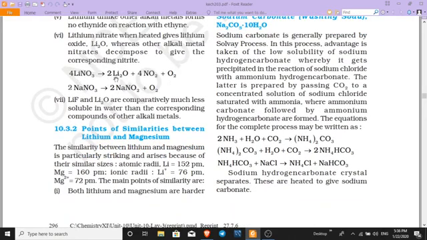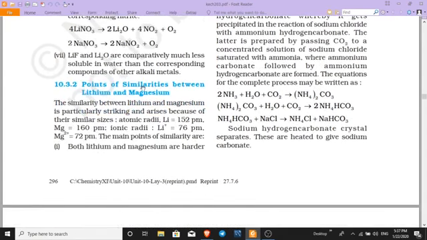4LiNO3 gives 2Li2O plus 4NO2 plus O2. 2NaNO3 gives 2NaNO2 plus O2. And lithium fluoride and lithium oxide are comparatively much less soluble in water than the corresponding compounds of other alkali metals. Now, what are the points of similarity between lithium and magnesium?